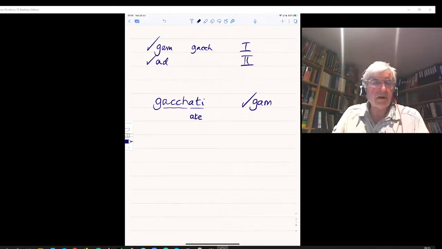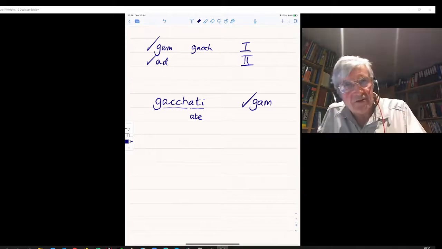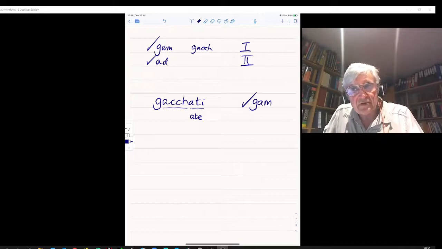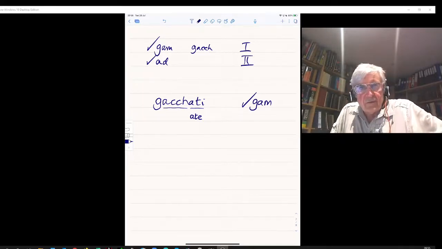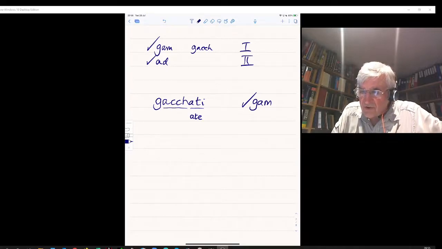As I mentioned in an earlier video, Panini devised a number of code words to abbreviate things, just as in mathematics. If you want to say the square root of 2, you just use a symbol like that, √2.